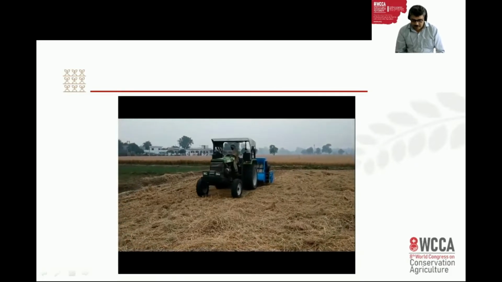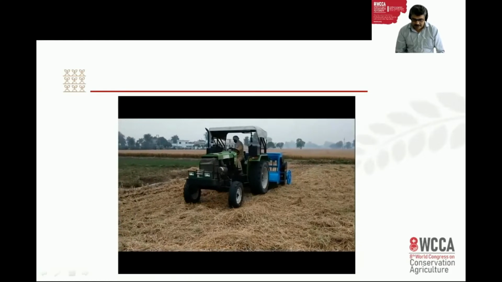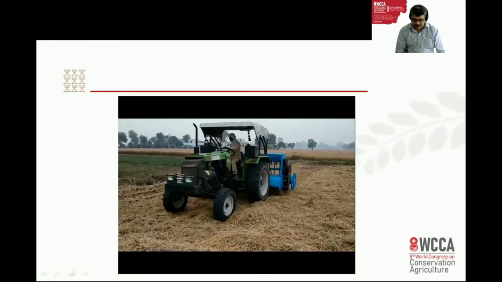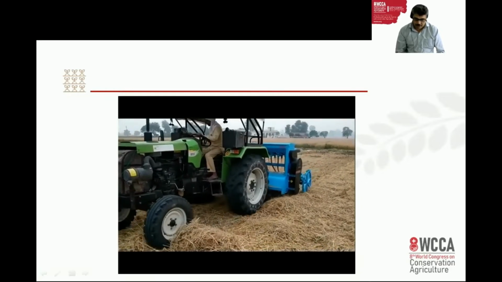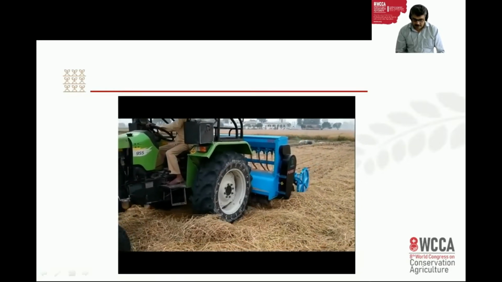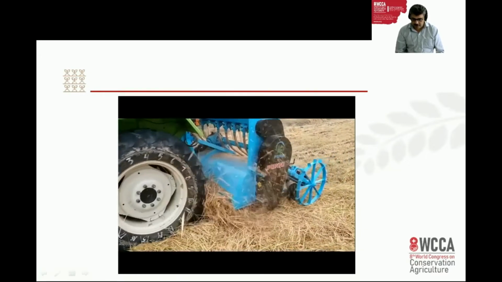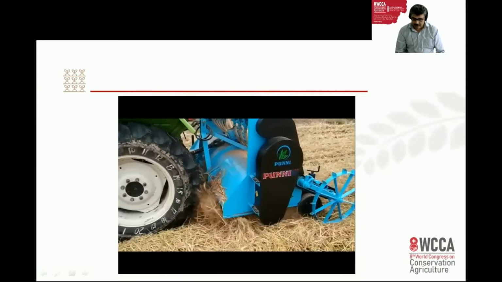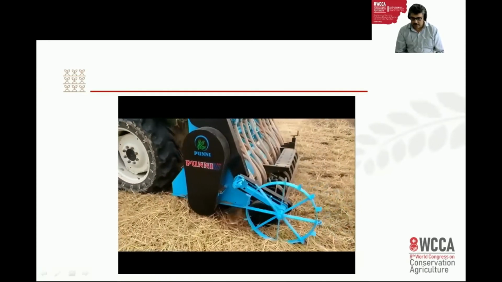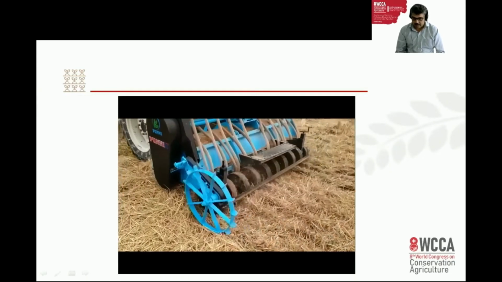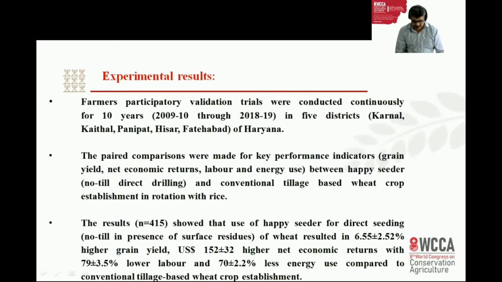So Happy Seeder is a promising technology for this in situ management. We can sow wheat directly in standing stubbles after combining or after chopping of straw. By chopping, we can use choppers and then sow directly with the Happy Seeder. And this machine performs very well under heavy load conditions. The load is around 8 to 9 tons per hectare. The performance is very good, and farmers are accepting this.